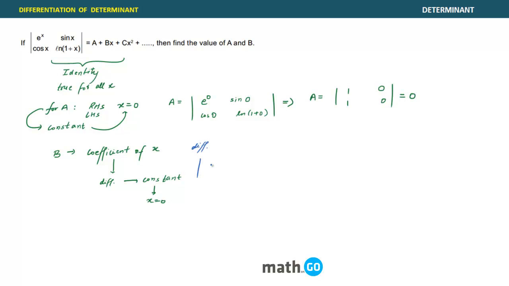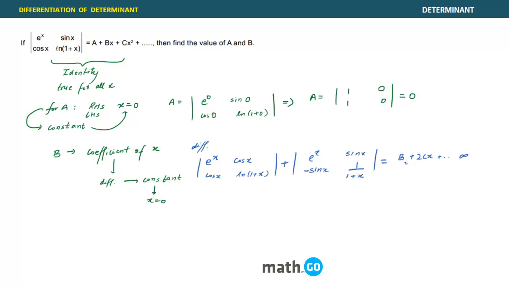Differentiation will be done row wise. So the derivative of the first row is e raised to power x, and the derivative of sin x is cos x. I do not change the other elements. Plus now I'll differentiate the elements of the second row. This is minus sin x. This will remain intact, and the derivative of ln is 1 upon 1 plus x. And if I differentiate the right-hand side, the derivative of a is 0, bx will be b, and this will be 2cx, and this will go till infinity as given in the question.